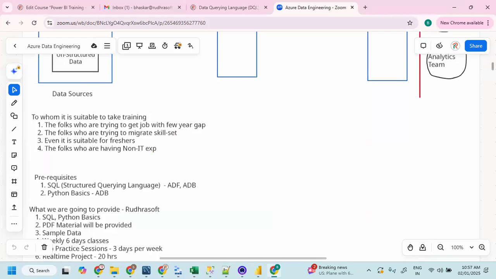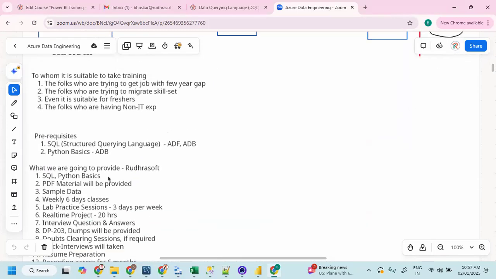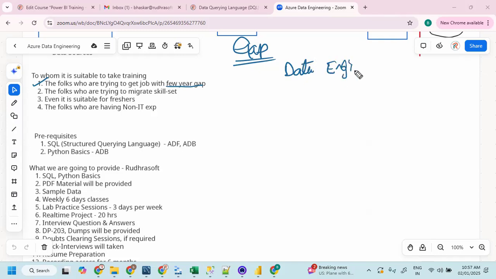So to whom it is going to be suitable, I just wanted to give some details about it. It is common for everyone. The folks who are trying to get a job with a few years gap: if you have a gap, then you're 100% suitable for data engineering training. This is Azure data engineering. So you can take this training to get the job, to settle.